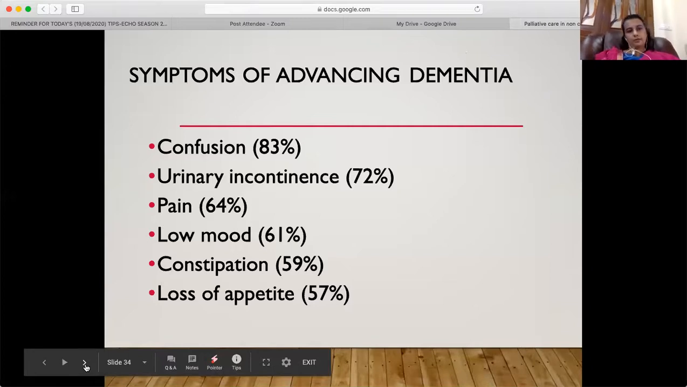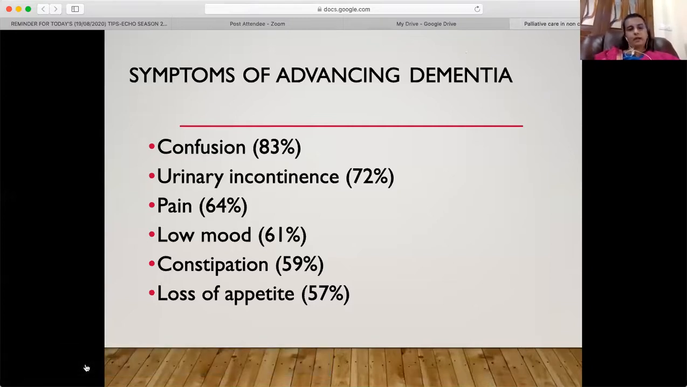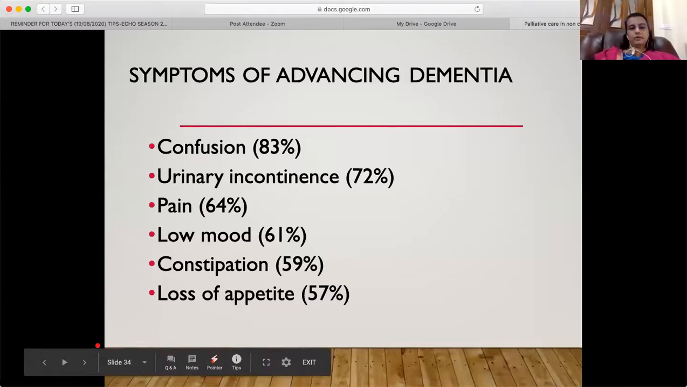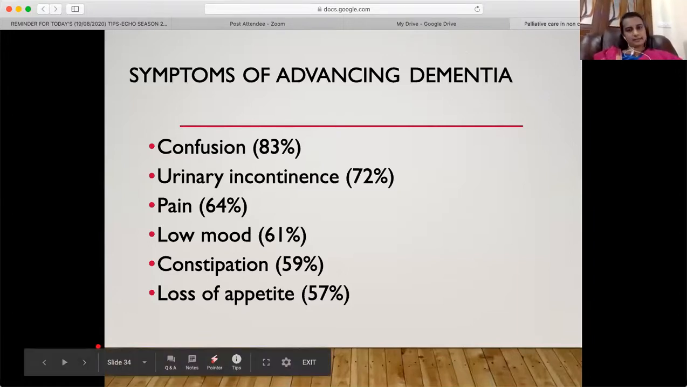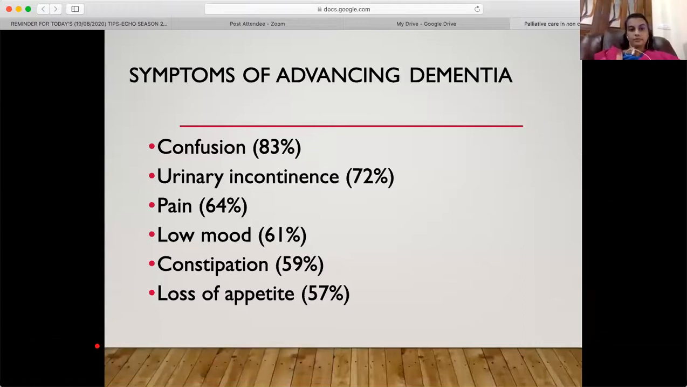Okay, coming back to George. So, advancing dementia. What are the common symptoms you can see? Again, they're all familiar to us. Confusion is the most common one because of the disease: 83% of patients with advanced dementia can be confused. They can have urinary incontinence. Pain is also very, very common, 64%.